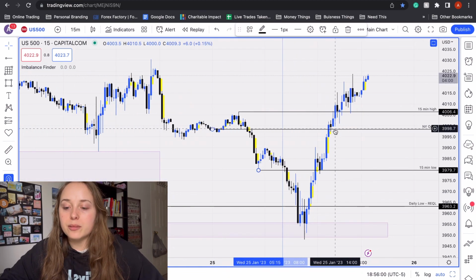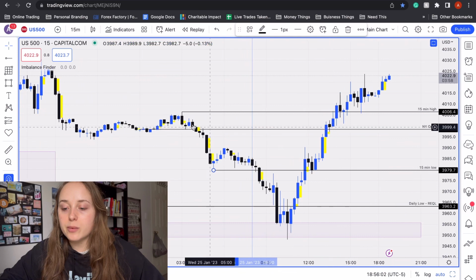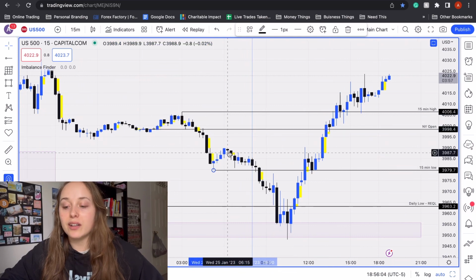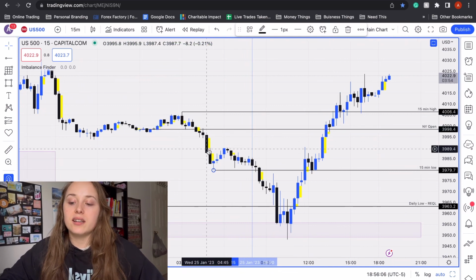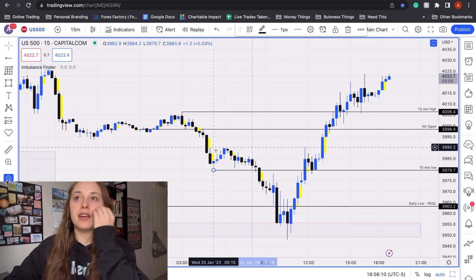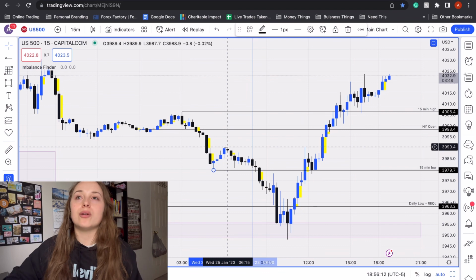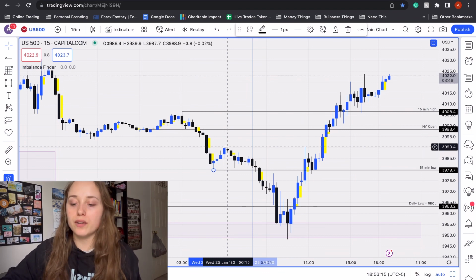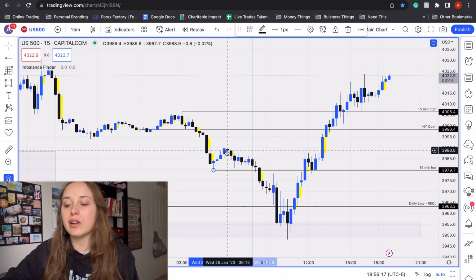So yeah, price comes down, comes back up, kind of taps into this fair value gap. I was like, okay, makes sense. We tap in. This would be an institutional order flow entry drill because it's so perfect. It comes really close into this fair value gap.